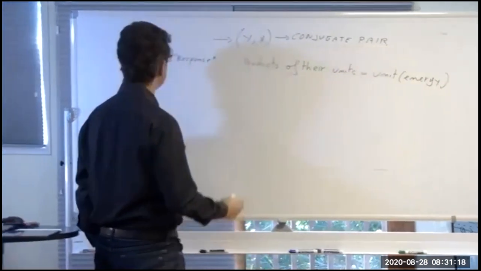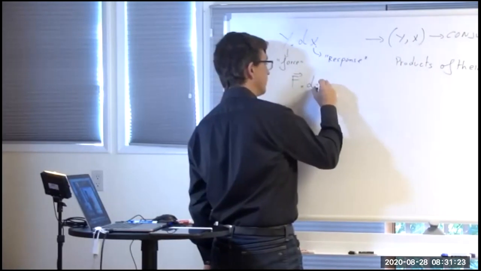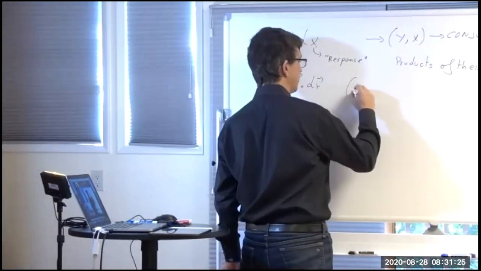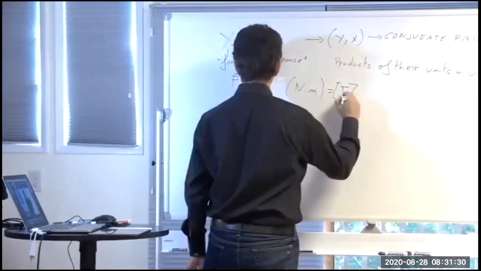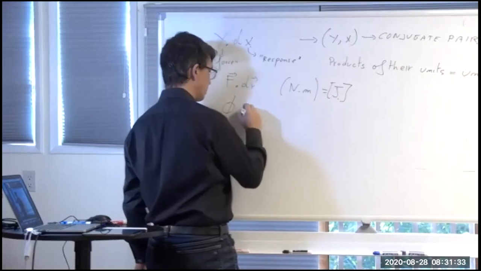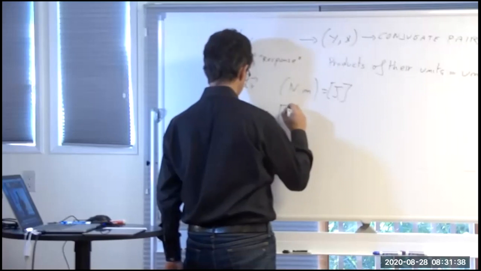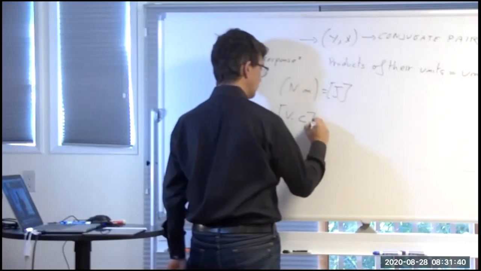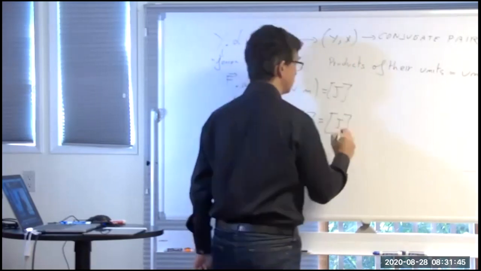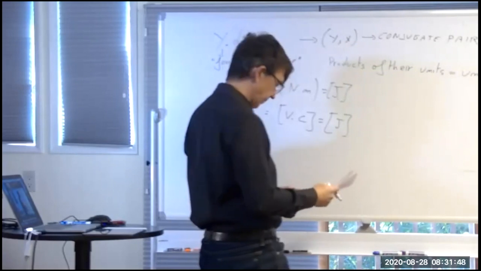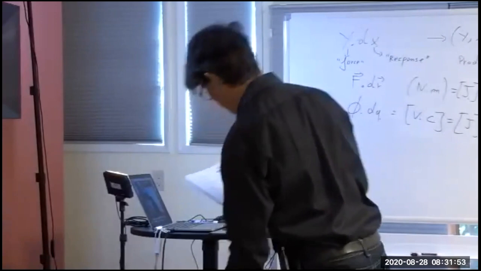Right? So if I do F dr, I have Newton times meter, right? So that's joule. If I do potential times charge, right, I have volt times coulombs, so that's also joules. Okay? And let's not get into magnetic units. I still can't figure them out. Okay.